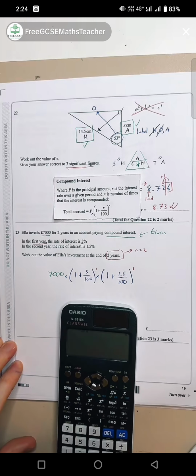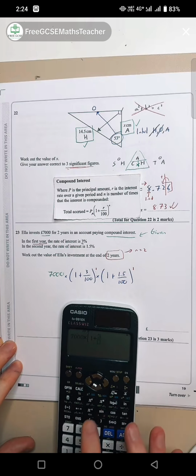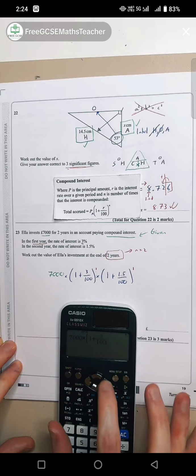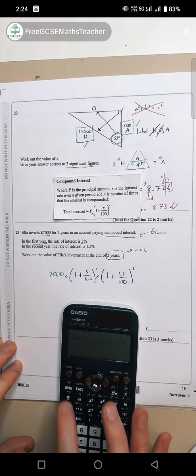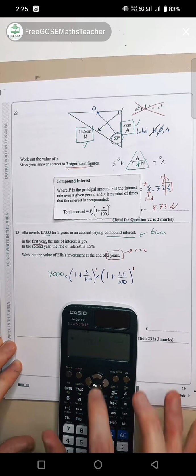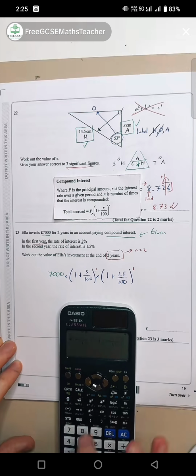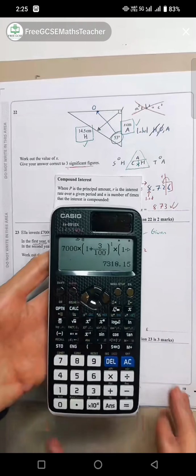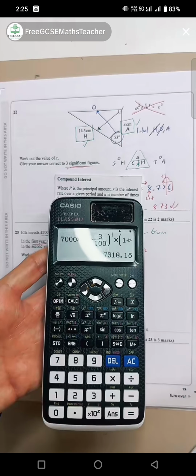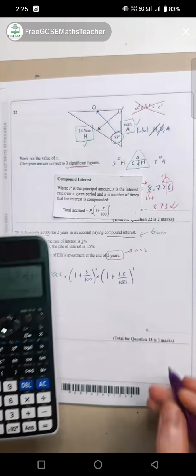So you just do 7,000 times open bracket 1 plus fraction 3 over 100, close brackets, the power of 1. We know power of 1 is not going to make a difference, but just put it in. Times open bracket 1 plus fraction key 1.5 over 100, close brackets, the power of 1. Press equals, press SD, and that's your final answer. And that is given in your exam. So £7,318 and 15 pence.